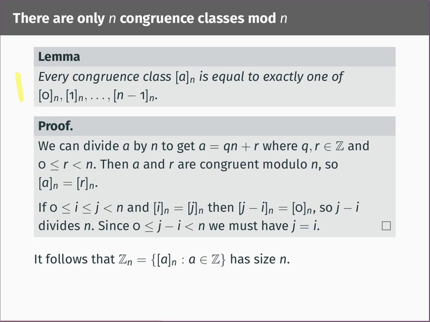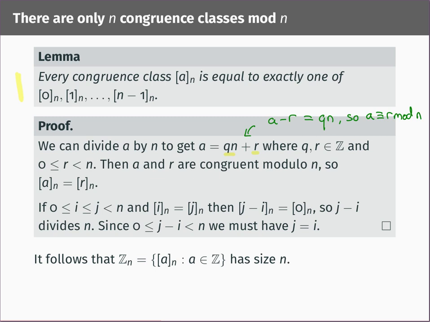So the key observation is that you can do division with remainder. So n is some positive integer, so you can divide a by n to get a is equal to a multiple of n, qn, where q is called the quotient, plus a remainder r. And the key property is that you can ensure that the remainder is always a non-negative number which is less than n. But if you look at what this equation tells you, well, it tells you that a minus r is equal to a multiple of n. So a is congruent to r mod n.